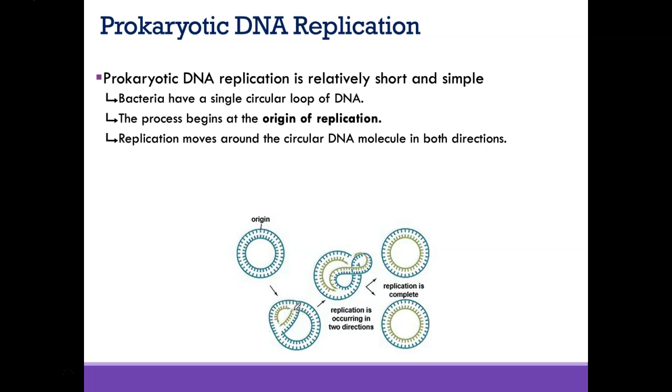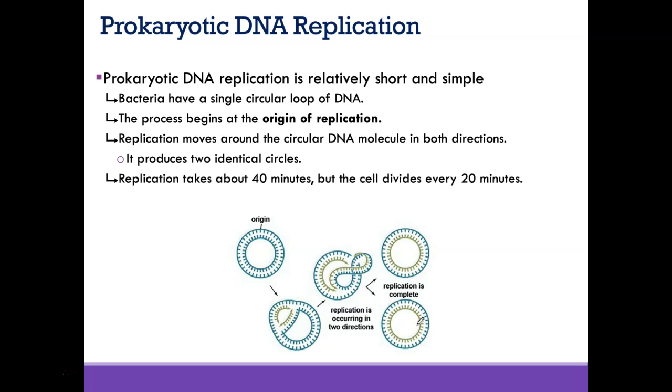So a certain enzyme called DNA polymerase, as we'll soon be very acquainted with, copies the circular DNA, goes in one direction, copies. Another one goes in the opposite direction until you get two identical pieces of circular DNA. So it's pretty simple. And replication is very quick. Replication takes about 40 minutes, and the cell divides every 20 minutes.